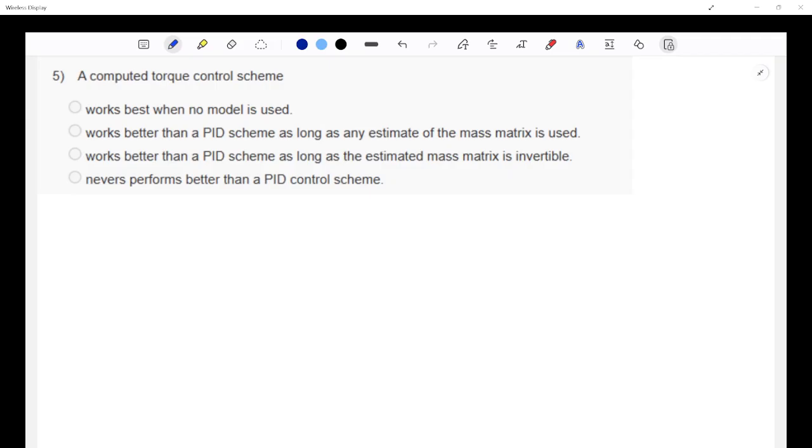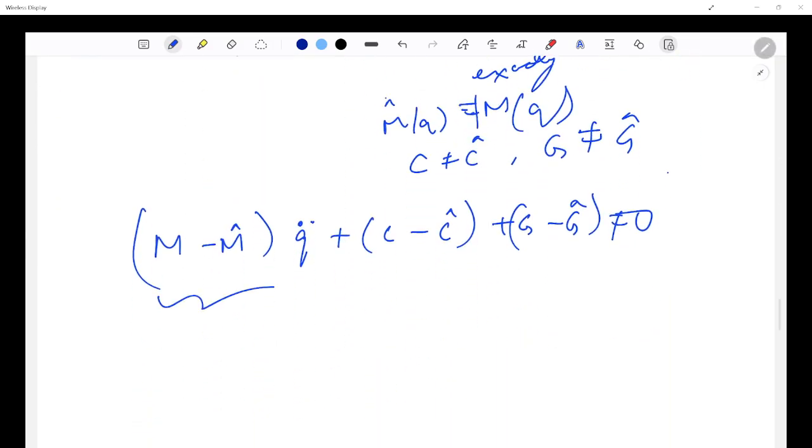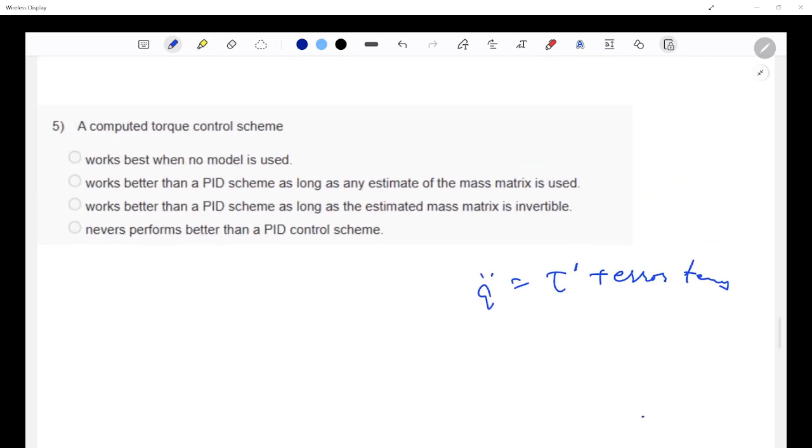It checks whether you understand CTC and how it actually gives improvement over PID. Okay. So again, in computed torque control, if the model is not exact, q double dot would be equal to tau dash plus some error terms, right? So the system is approximately linearized. Even with imperfect model, non-linear effects are partially cancelled, right? Even if we have this issue arising there, still the effects of non-linearity are cancelled. So system behaves closer to linear. Performance improves over pure PID.